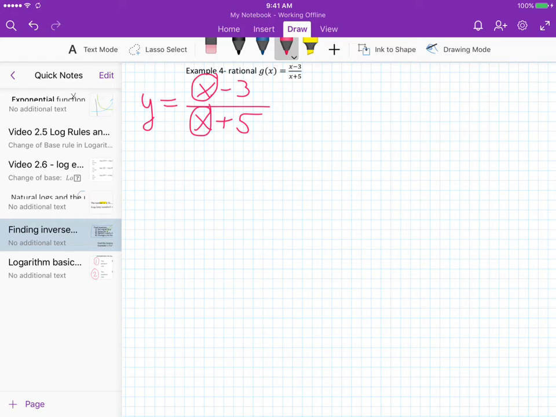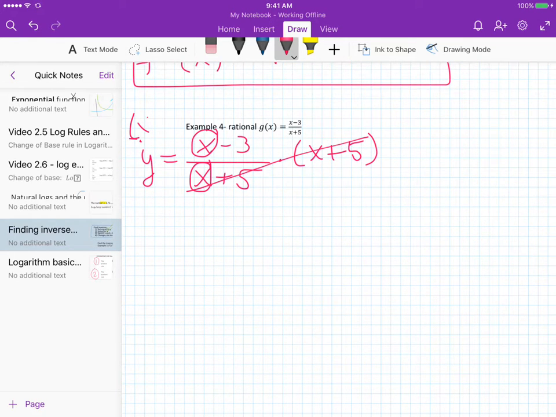Now, okay, if I wanted to try to solve for x, the first thing I maybe would want to do is multiply both sides by x plus 5. Multiply both sides by the denominator, so they would cancel out on the right. Now, if I multiply it on the right, I need to multiply it on the left. I don't have room here, so I'm going to write it up top. So right now I have y times x plus 5 equals x minus 3.